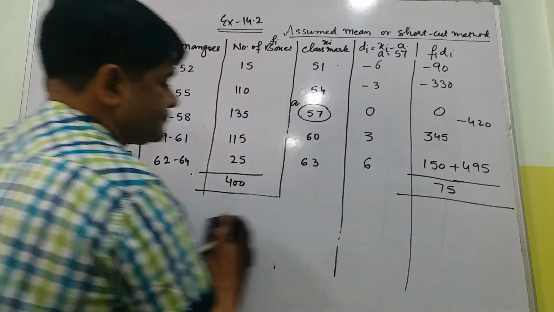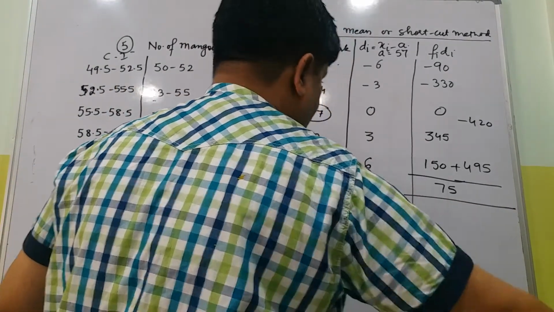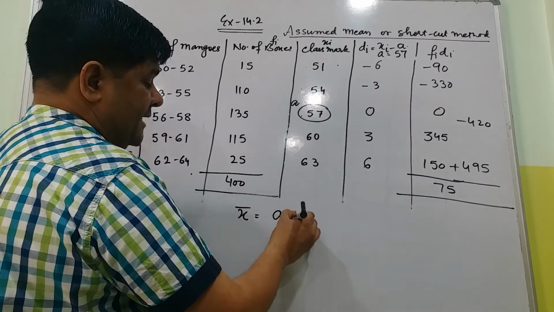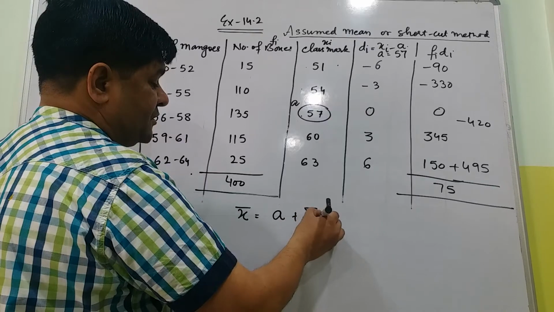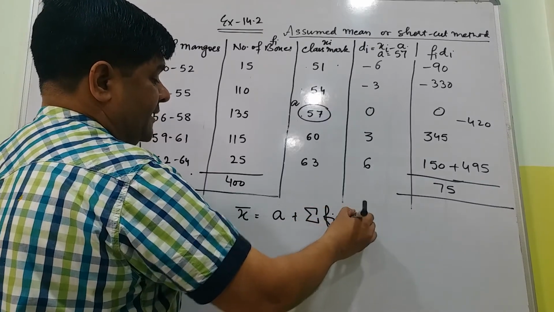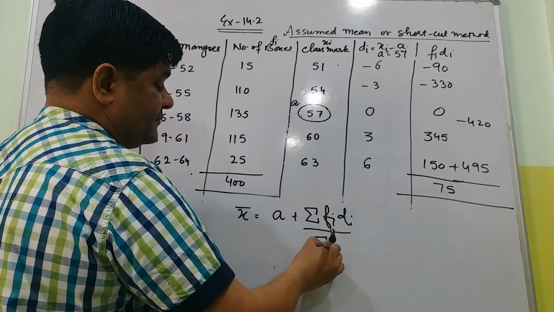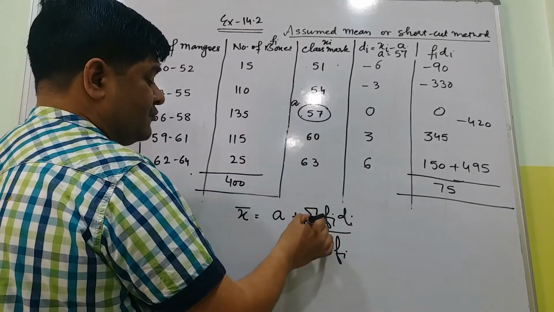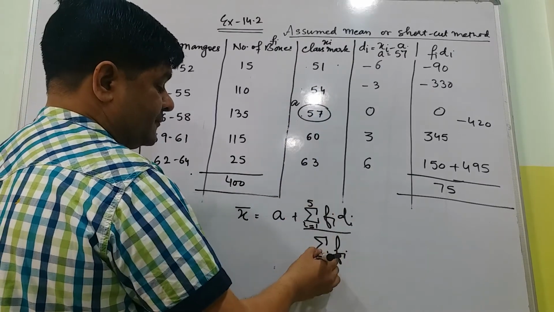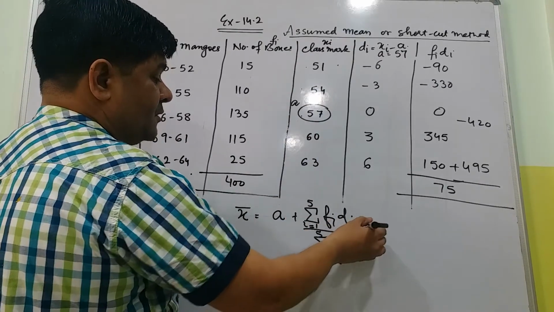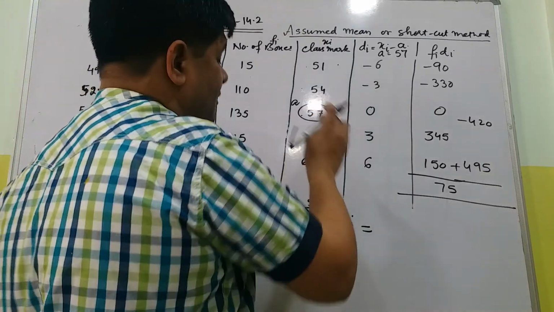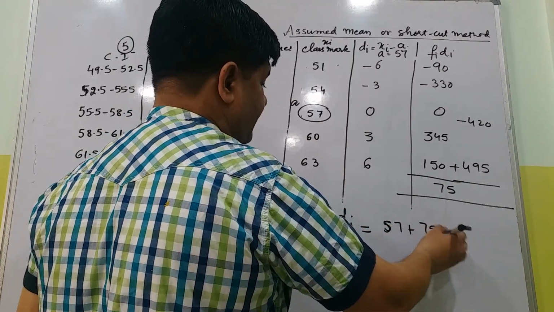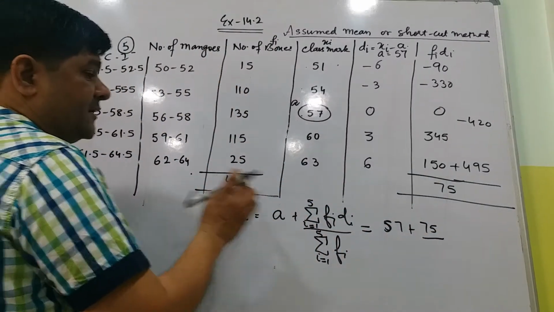So we have the formula with which you can calculate the mean. That is a plus summation Fi di over summation Fi. 1 2 3 4 5, 5 terms are there, so we will write i from 1 to 5. Assumed mean here is 57. Summation Fi di here is 75, over summation Fi here is 400.